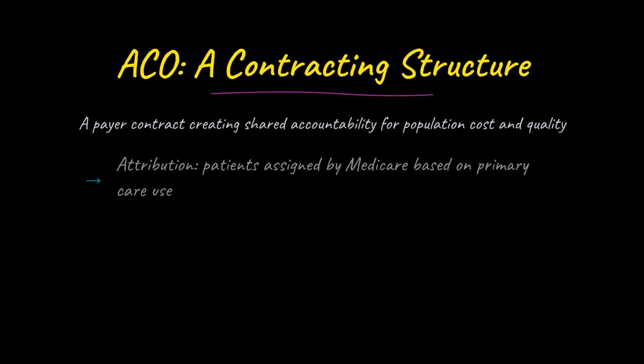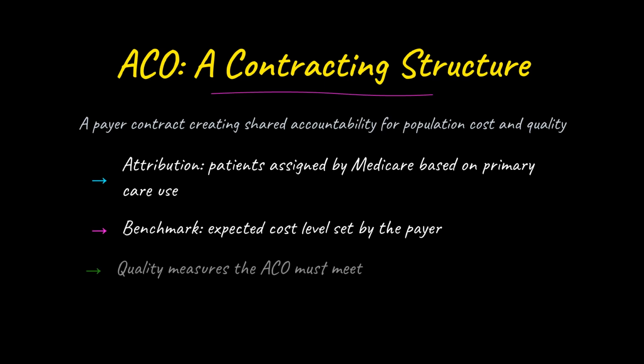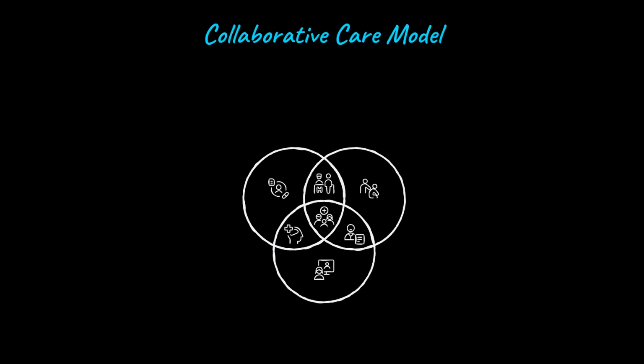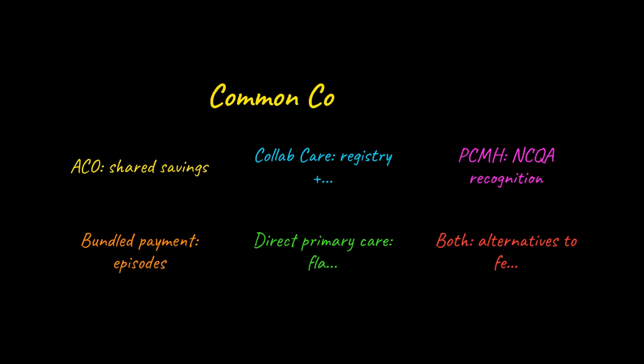An ACO is a contract between a provider group and a payer like Medicare. Patients are attributed to the ACO, a cost benchmark is established, and if the group meets quality measures and comes in under the benchmark, they share in the savings at annual reconciliation. Collaborative care is a clinical staffing model, not a contract. It embeds a behavioral health care manager and a consulting psychiatrist into primary care, and uses a patient registry to track outcomes for conditions like depression and anxiety between visits.